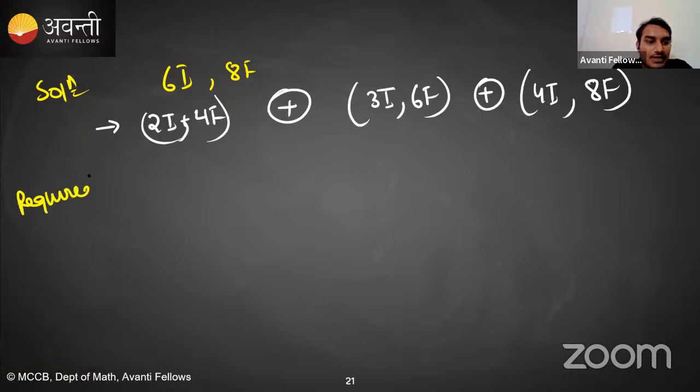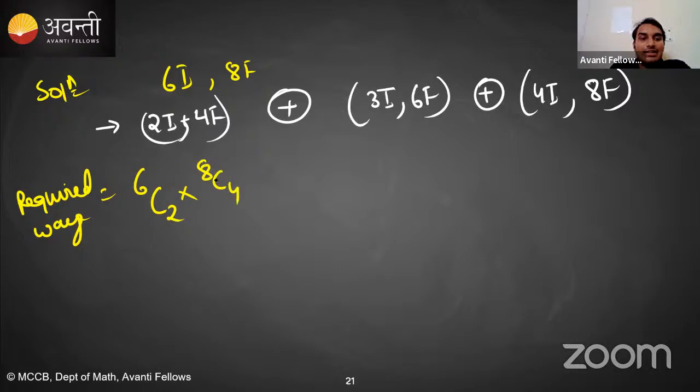Required ways. So this is the committee where you have to select 2 Indians out of 6 Indians and you have to select 4 foreigners out of 8 foreigners. We have done this many times. So select 2 Indians out of 6 Indians and select 4 foreigners out of 8 foreigners. 8C4: available 8, select 4. This is one way. You only have to select, not arrange. They said in how many ways will you form the committee, right? So it means you have to only select.